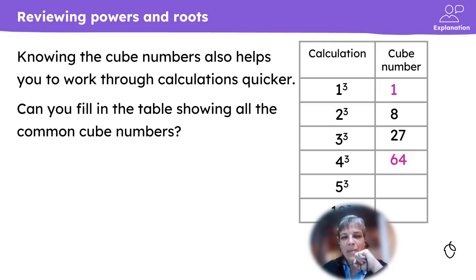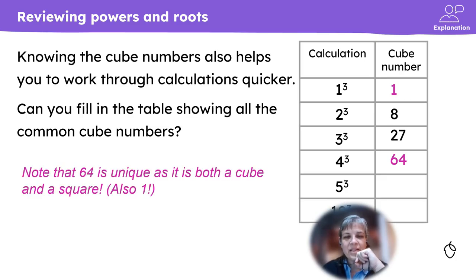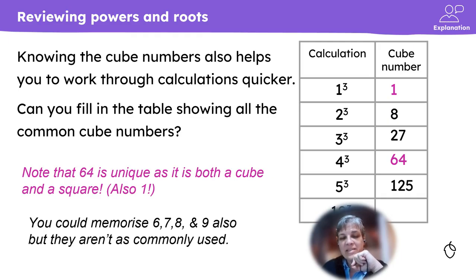Now why I made these ones a special color is that 64 is unique. If you remember, it's also 8 squared and 4 cubed. So it is both a cube number and a square number. 1 is also that, but 64 is a unique number that way. 5 cubed is 125. And you could memorize 6, 7, 8, 9. You'll see them sometimes, but they're not as commonly used. But what is 10 cubed then? Definitely we should know that that is 1,000.